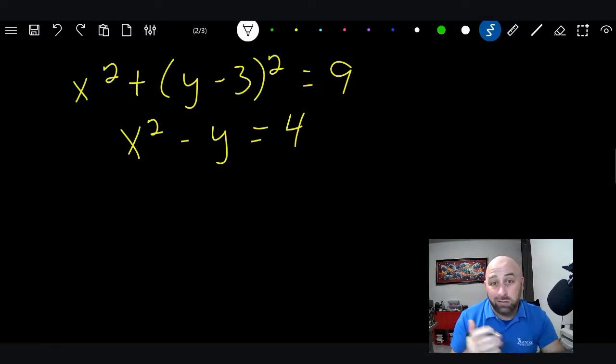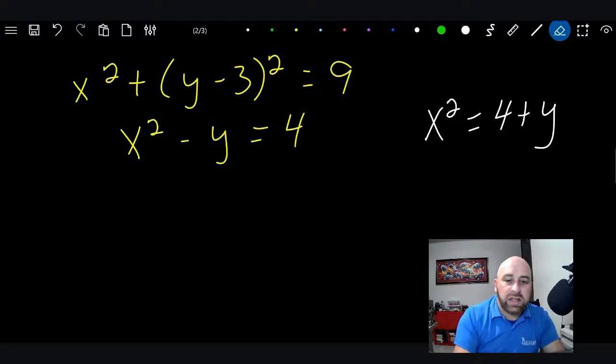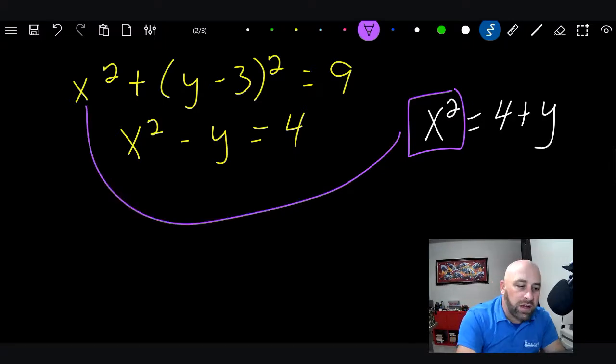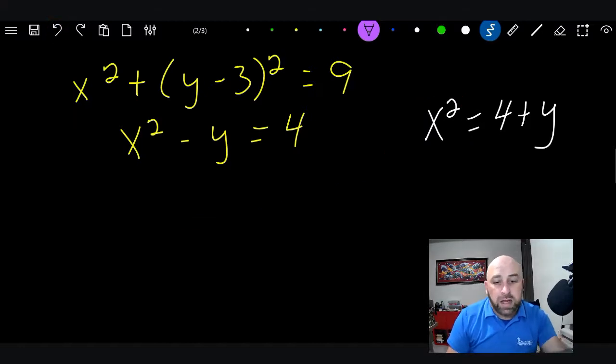Now you could go ahead and square root the whole thing out, but you don't want to do that. Make a mess. So it's easier just to get plus y, and we end up with x squared equals 4 plus y. Okay. And the reason why I'm showing you this is because we got x squared equals, and I can plug my x squared equals right into that one. That one's ready to go right there. And so that works out good. I'm actually substituting, I'm actually eliminating that whole x squared term. So that's going to save me some time.